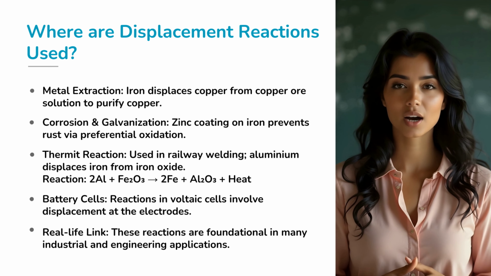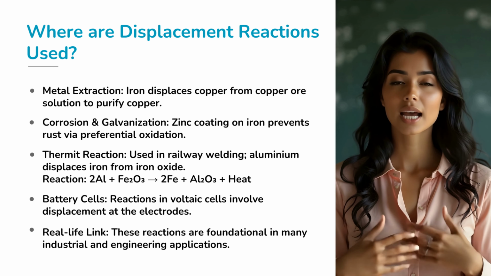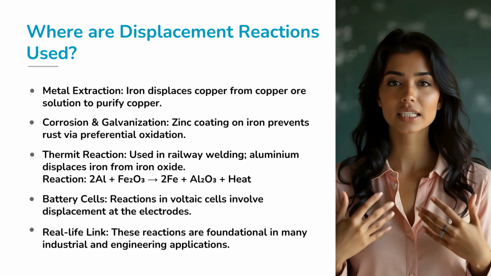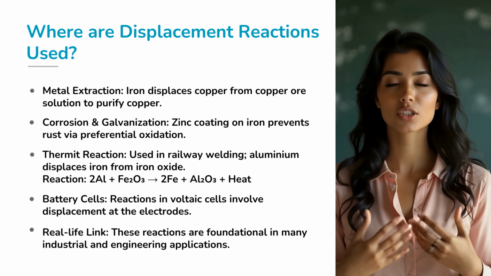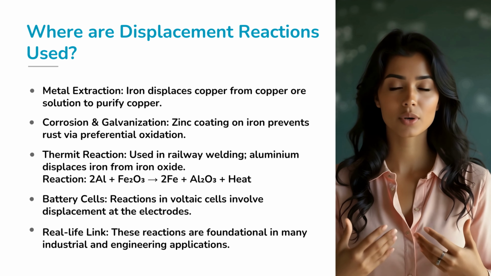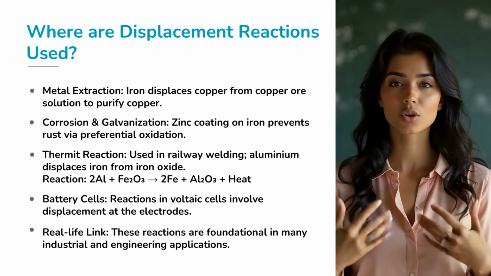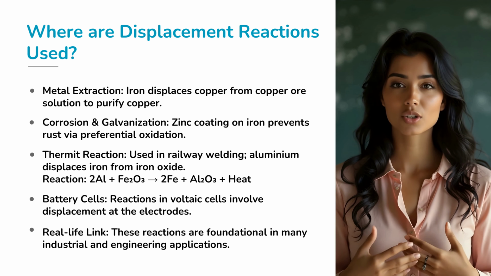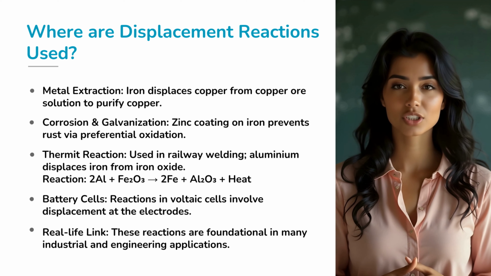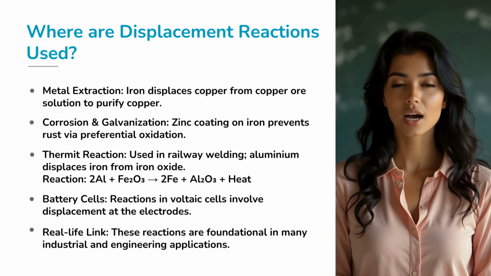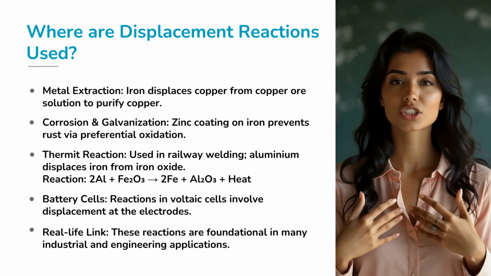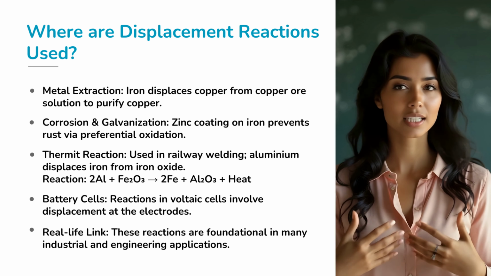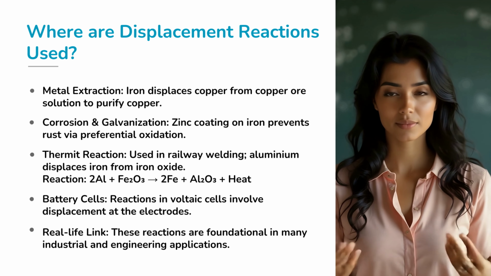Displacement reactions aren't just confined to chemistry labs, they power real-world processes. In metallurgy, for example, iron is used to extract copper from copper sulfate solutions, making copper recovery efficient and economical. In corrosion science, we use zinc to coat iron in a process called galvanization. Zinc displaces oxygen and moisture first, preventing the iron underneath from rusting.